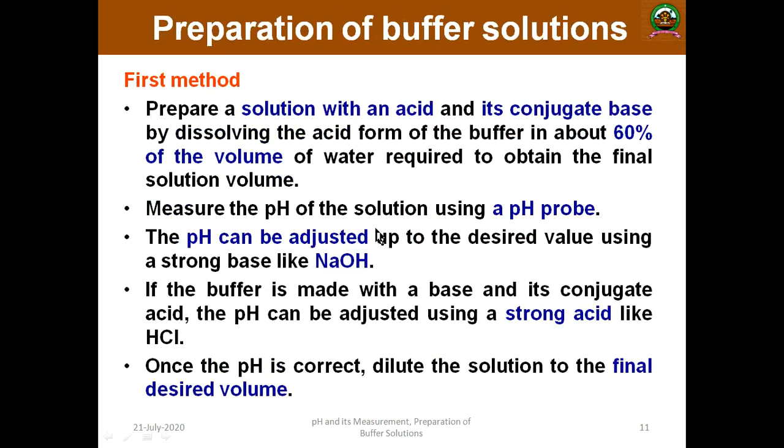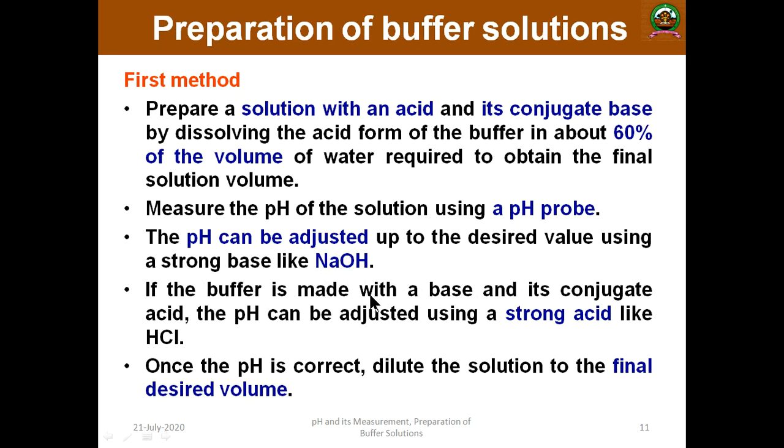Or a probe. The pH can be adjusted to the desired value using a strong base. If the pH is low, you can add alkali, and it will become more and more alkaline. If the pH is high, you can add acid.